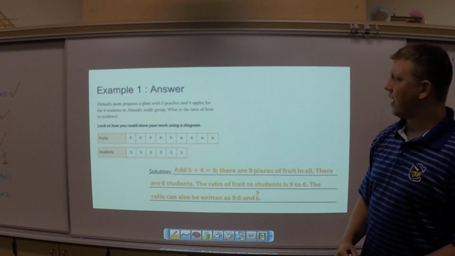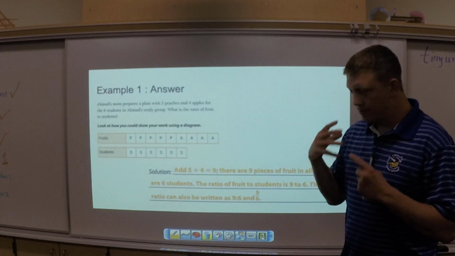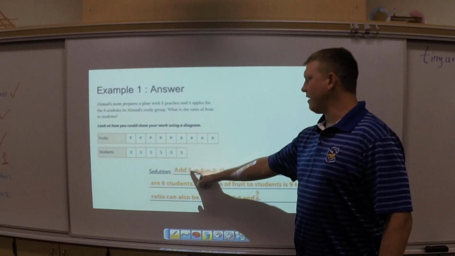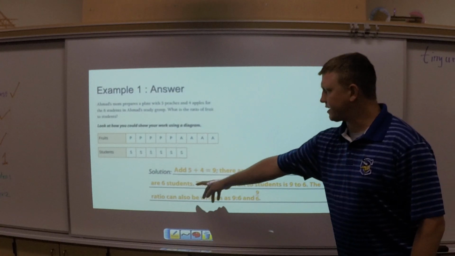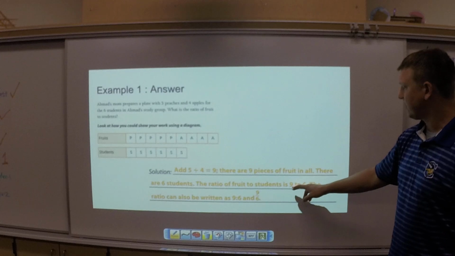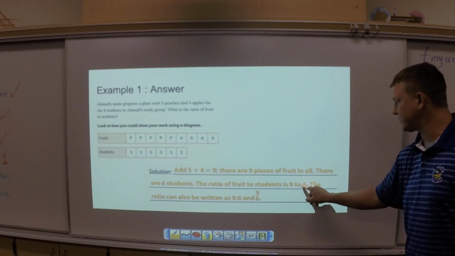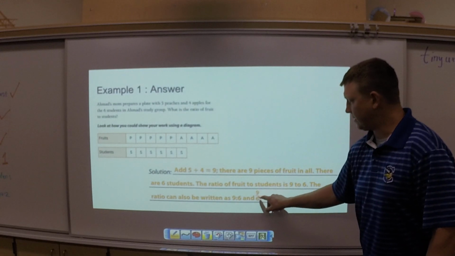You can see the book, the way that they answer it here. They use more wording in their solution. I'm using verbal. I like to write it with some written as well. Add 5 plus 4 equals 9. There are 9 pieces of fruit in all. There are 6 students. The ratio of fruit to students is 9 to 6. The ratio can also be written like this: 9 to 6 and 9 to 6.